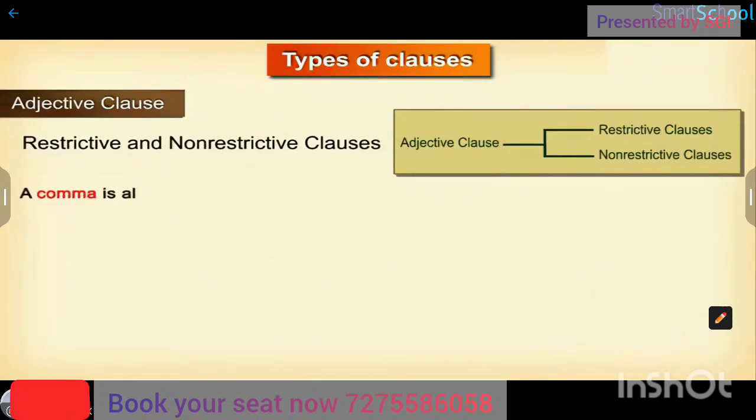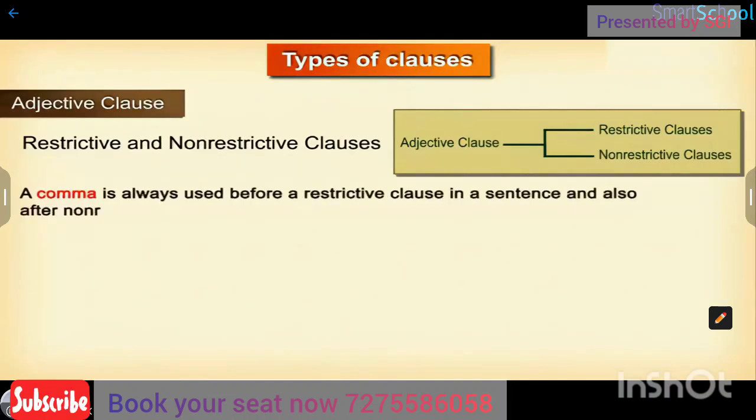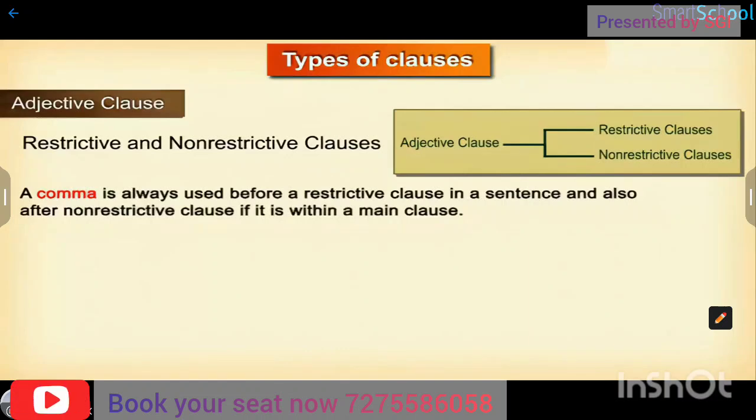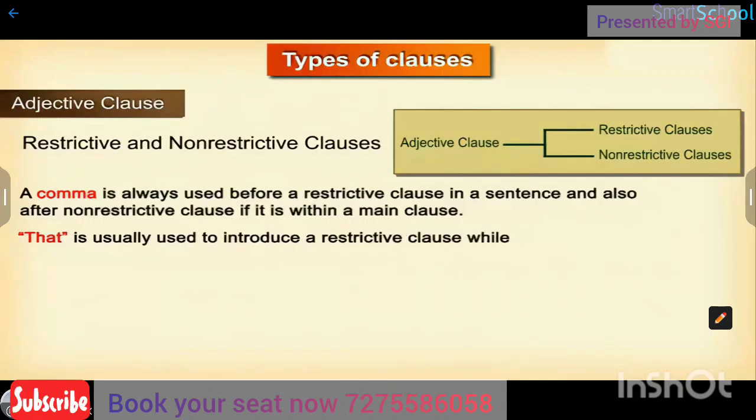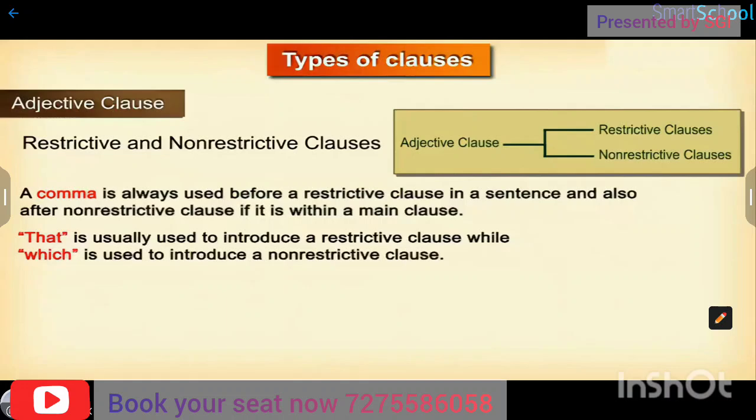A comma is not used before a restrictive clause, but a comma is used before and after a non-restrictive clause if it is within a main clause. That is usually used to introduce a restrictive clause, while which is used to introduce a non-restrictive clause.